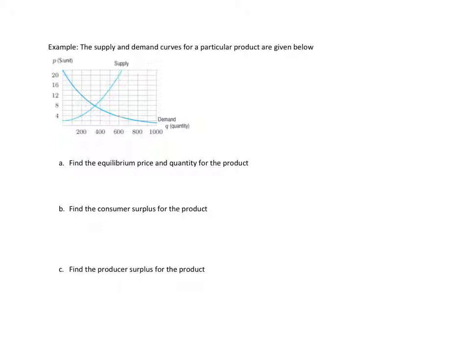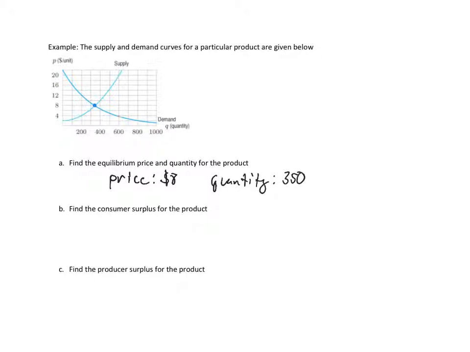So here we're given a supply and demand curve, and we're going to look at how you actually calculate these values, what consumer surplus and what producer surplus would be. To start with, we need to find the equilibrium price and quantity before we can make these calculations. I would say the equilibrium price and quantity appears to be this point here. The equilibrium price is $8, and the equilibrium quantity looks like about 350.